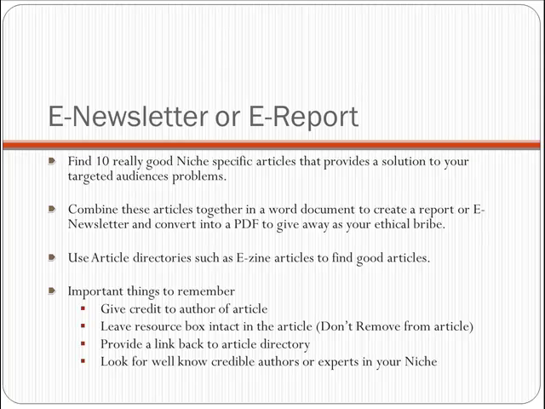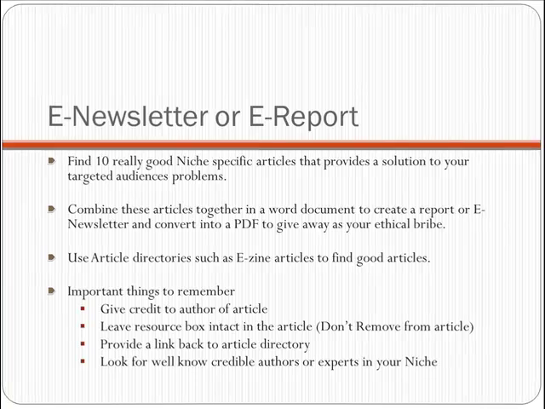You're also going to want to provide a link back to the article directory, like Ezine Articles or whatever. You need to provide that in your report. And look for well-known, credible authors or experts in your niche. That's very important. You want that star power once again. So you're taking these articles, putting them in a report in a Word document, creating a PDF out of that, and then giving it away. You're looking for the best content that you can. You're leaving the resource boxes in there, so you're being ethical, providing a link to the article directory, and looking for well-known, credible authors or experts in your niche. This is a great way to create a free ethical bribe.